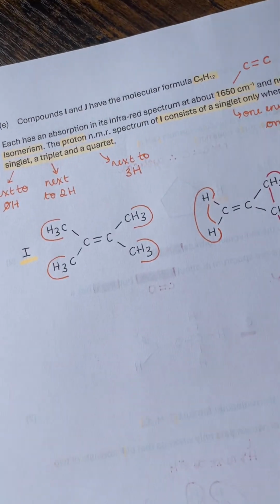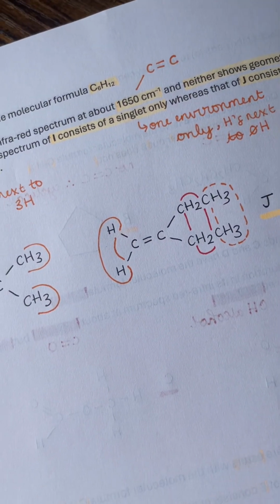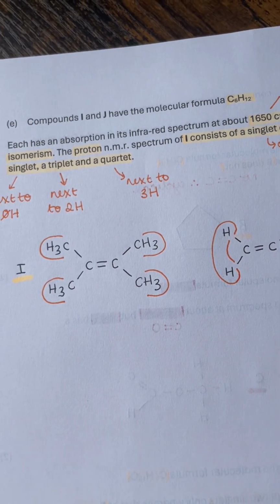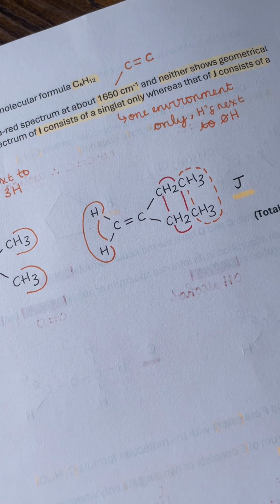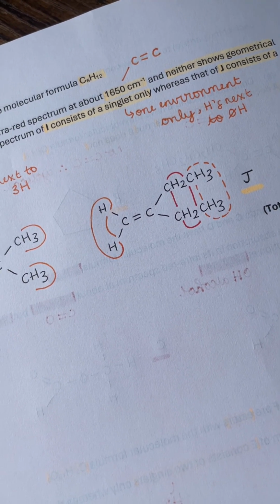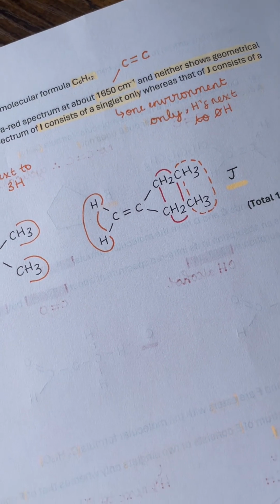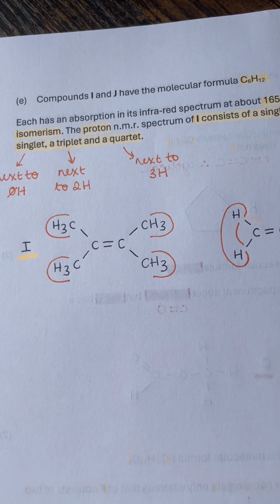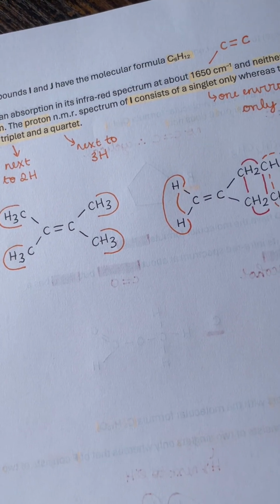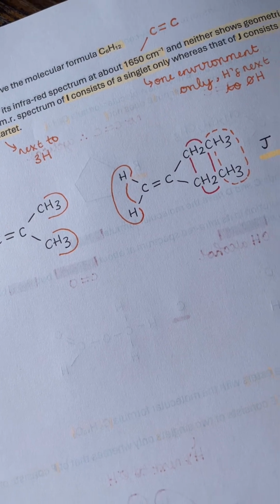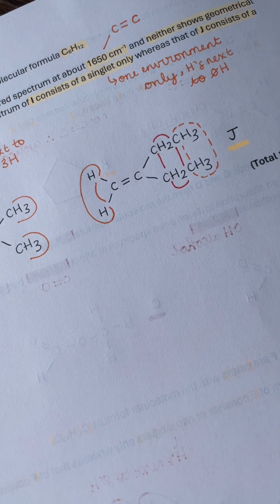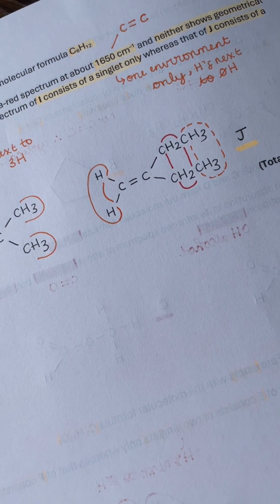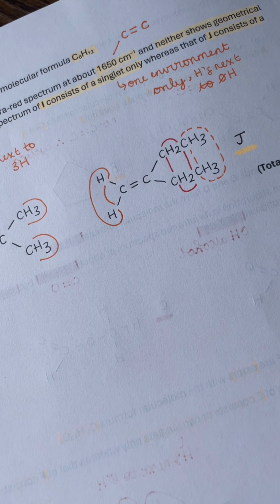And then finally, we've got compounds I and J with the molecular formula C6H12. Now, both of them have an absorption in the infrared spectra at 1650, which is a carbon-carbon double bond, and neither of them shows geometrical isomerism. The proton NMR spectrum of I consists of 1 singlet only. So we've got to get all 12 hydrogens in one environment, and obviously to be a singlet, those hydrogens can be next to no others.